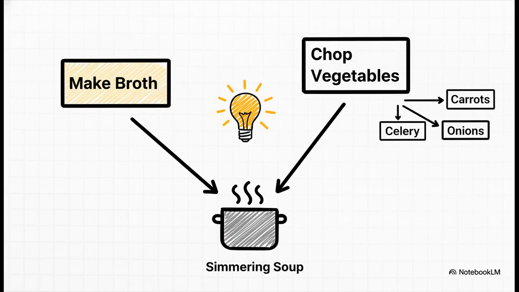And here it is. This is the aha moment. If you look at our little plan, you'll see there's no dependency between making the broth and chopping the vegetables. They're totally independent. That means you could have one person working on the broth while, at the exact same time, other people are chopping the carrots, the celery, and the onions. Boom! That's our opportunity. That's where we can use concurrency.